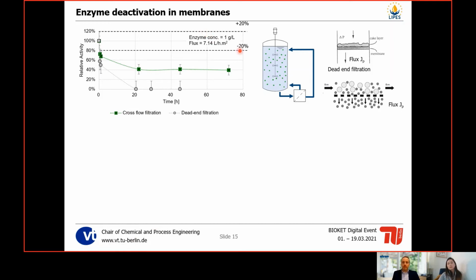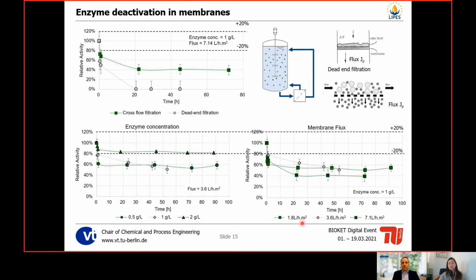In this unit operation, we tested the different enzyme concentration and the flux of the membrane, and you can see here that even though we increase the flux of the membrane, which means that we increase the pressure on the feed side, we don't see much more deactivation of the enzyme. But if we increase the enzyme concentration to 2 grams per liter, so double the enzyme concentration, we see that the deactivation is reduced. This indicates that with 2 grams per liter, we have enough enzyme to cover the whole area of the membrane, and therefore we don't see any deactivation inside the reactor anymore.